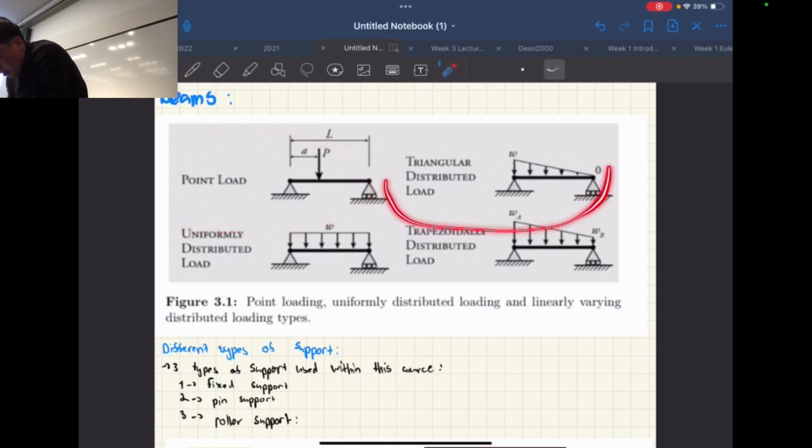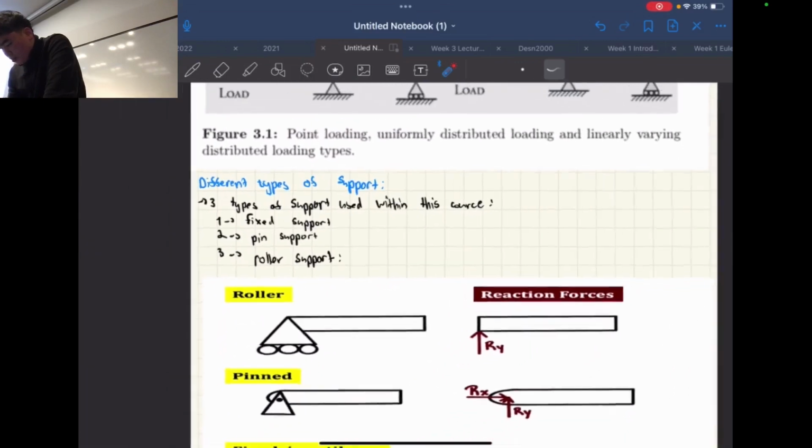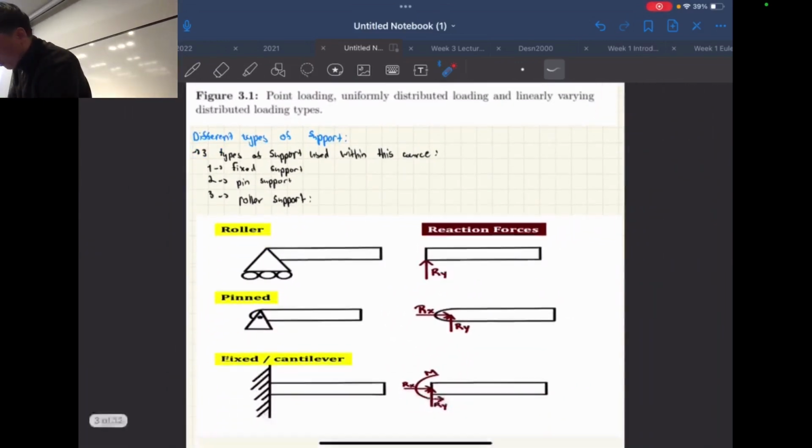Point load, triangular, and uniformly distributed load. So now we move on to different types of supports. We have three main ones: roller support, pin support, and fixed support.